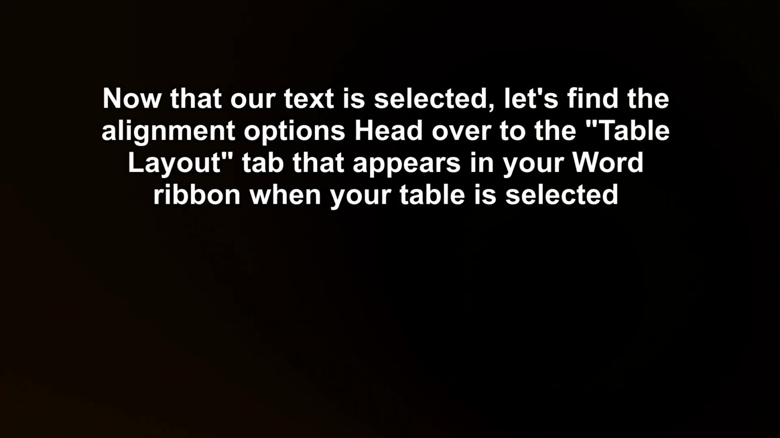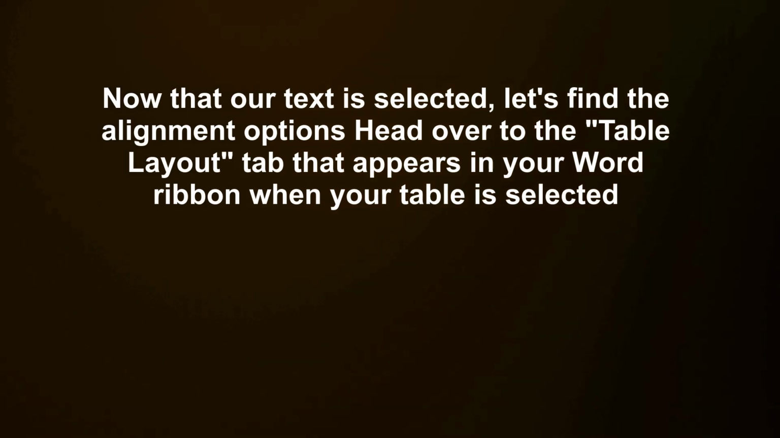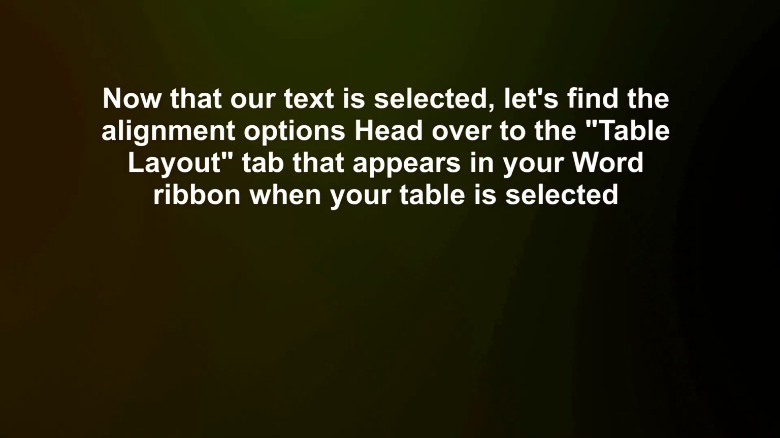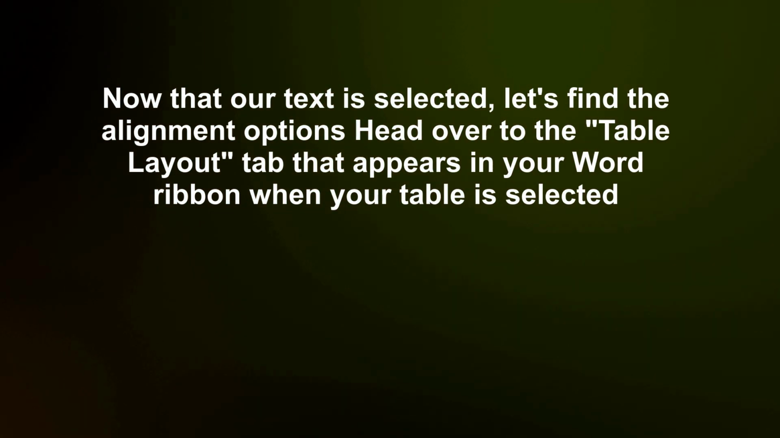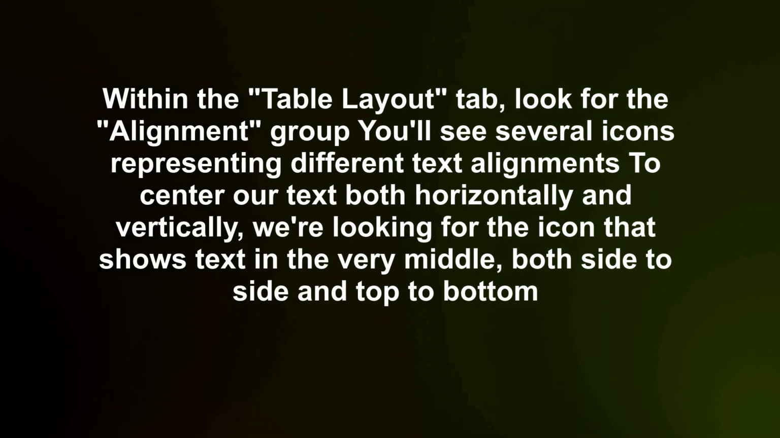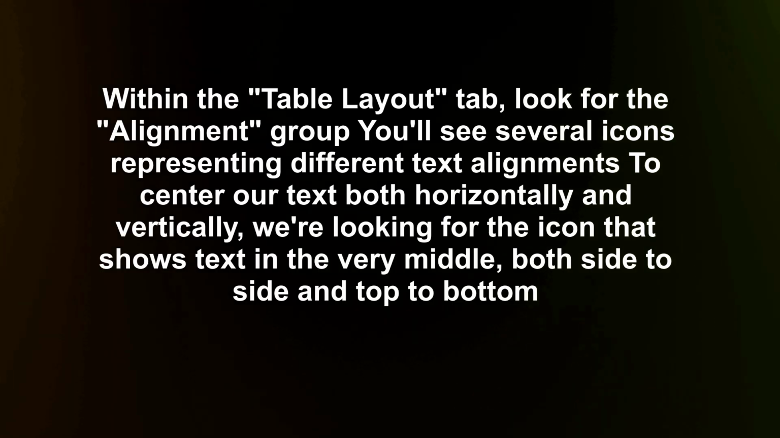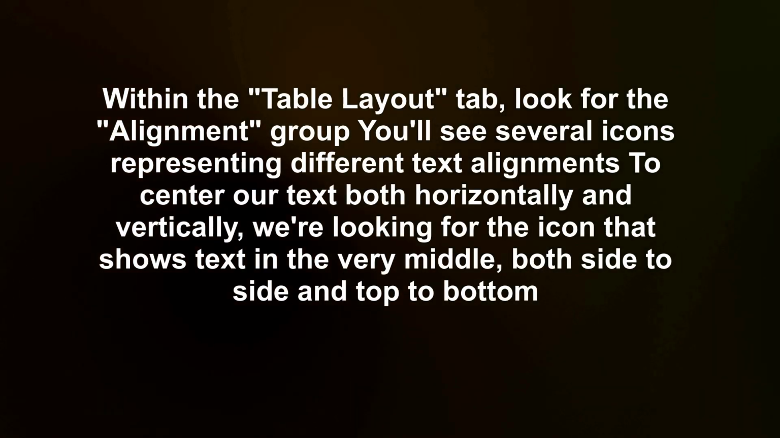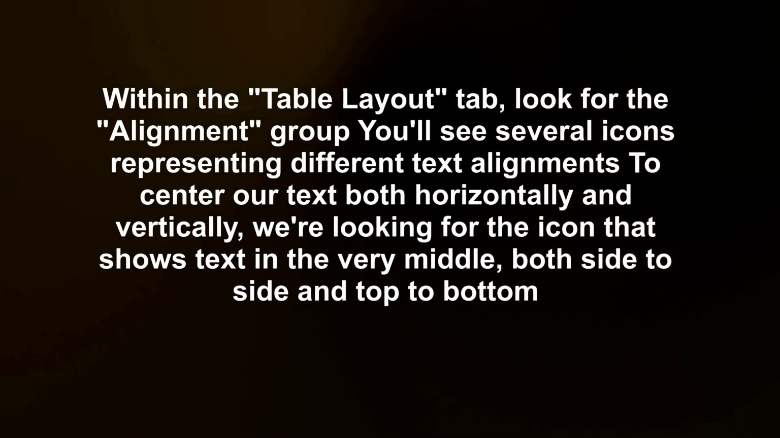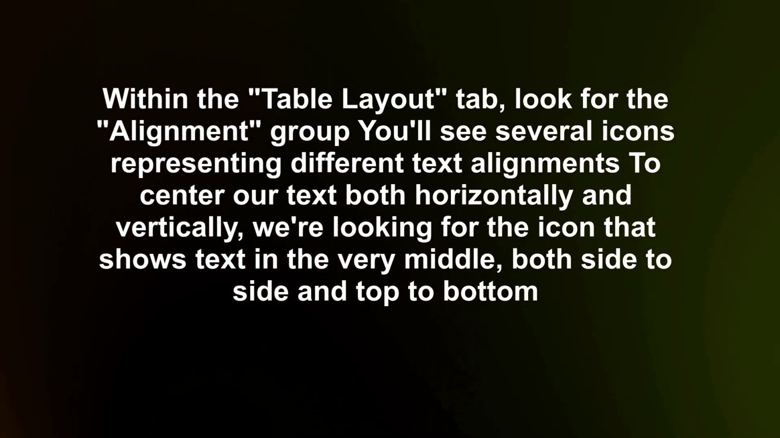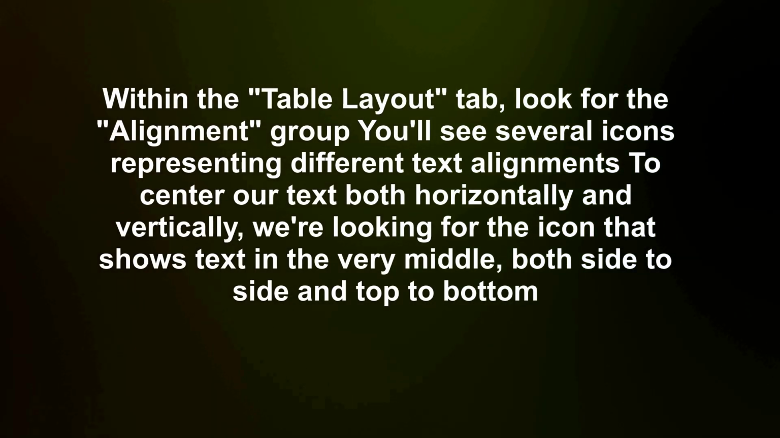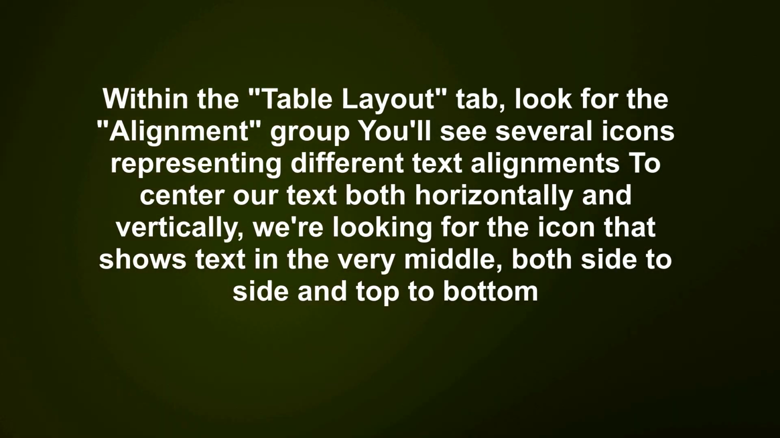Now that our text is selected, let's find the alignment options. Head over to the Table Layout tab that appears in your Word ribbon when your table is selected. Within the Table Layout tab, look for the alignment group. You'll see several icons representing different text alignments to center our text both horizontally and vertically. We're looking for the icon that shows text in the very middle, both side to side and top to bottom.